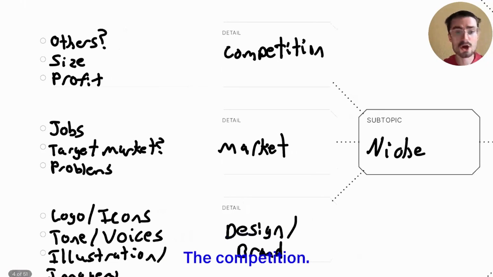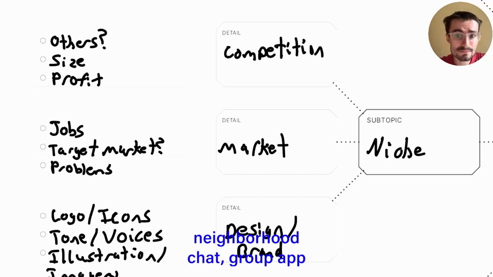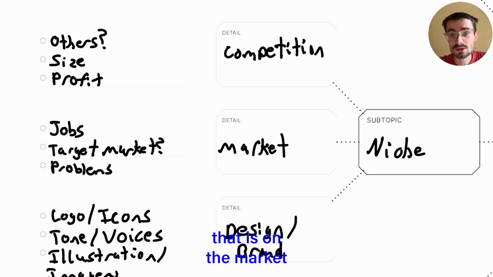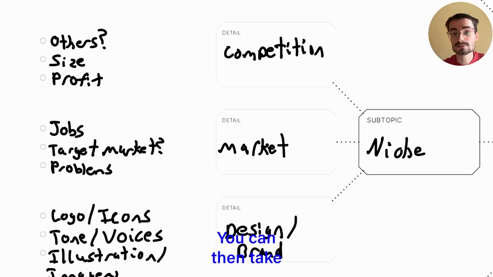The competition. Are there others like this, right? For example, would one argue that Angie's List is kind of like this? Or is there another neighborhood chat group app that is on the market? That's up for you as the designer to research. You need to research what exactly is the competition. You can then take inspiration from them, or you can see what they're doing wrong. Both work, right?